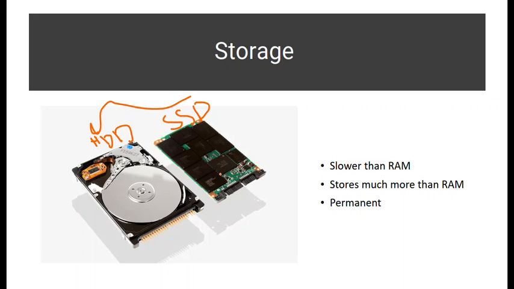Another type of memory includes storage devices, and that includes hard disk drives and solid state drives. Right? Storage devices store much more than RAM. However, they are much slower than RAM. So as you can see, there's a trade-off here between the two. Another characteristic is that they are permanent, meaning that the data stored in these storage devices will persist even if we cut the power from the computer.